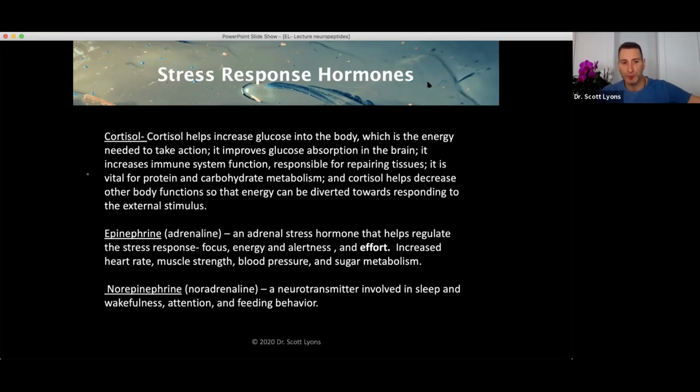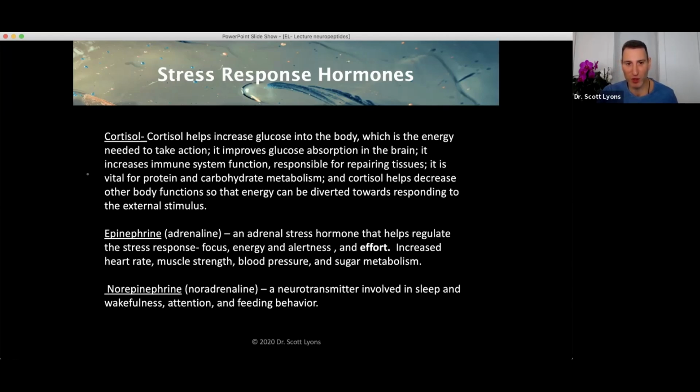So again, what's important, what we want to take from right now and apply to the rest of the session, is that cortisol and epinephrine are intended to help us effort, to give us that energy to effort through things. And we'll talk a little more about what happens when we're over-efforted or when it doesn't turn off in a moment.